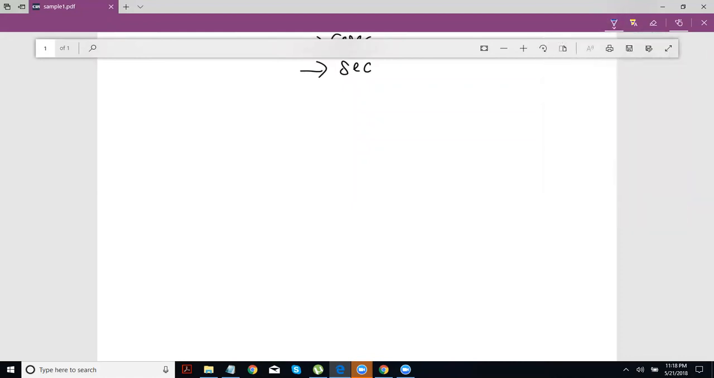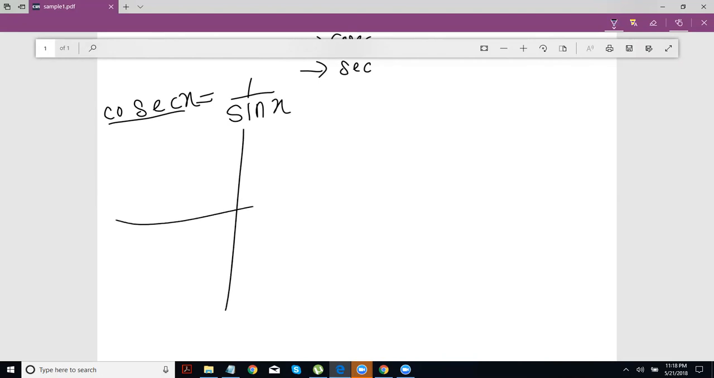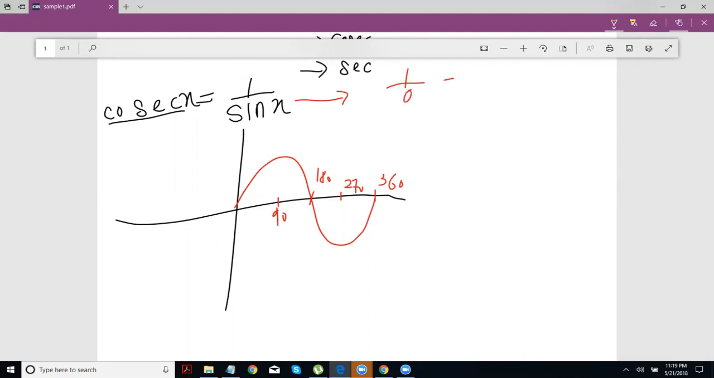Okay, so when you talk about sec, or let's start with cosec. In fact, when you talk about cosec, it's basically equal to 1 upon, but if it's cosec x, it's equal to 1 upon sine x, right? So first of all, if you draw your, let's say, basic sine curve, this is 90, let's say this is 180, 270, and 360.